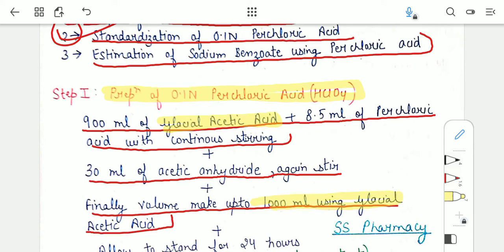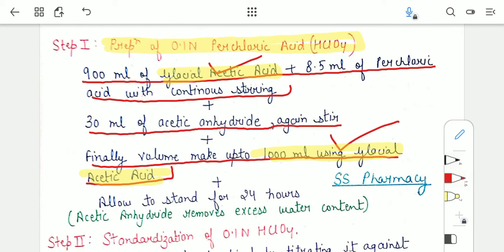Okay, so it clearly means that water will not be used in these titrations, because these are non-aqueous titrations in which solvents other than water are used. That is the main purpose of non-aqueous titration. So that is why we are using glacial acetic acid as our solvent instead of water.